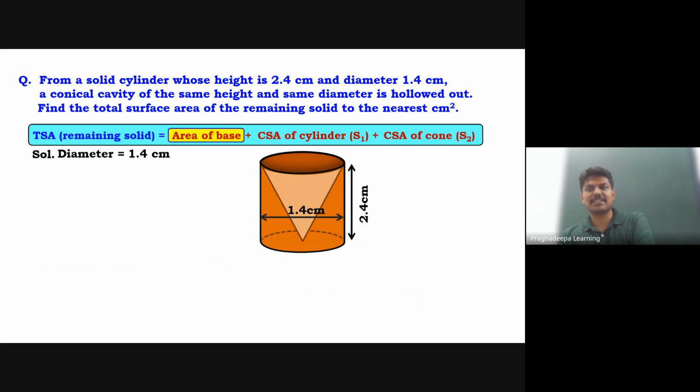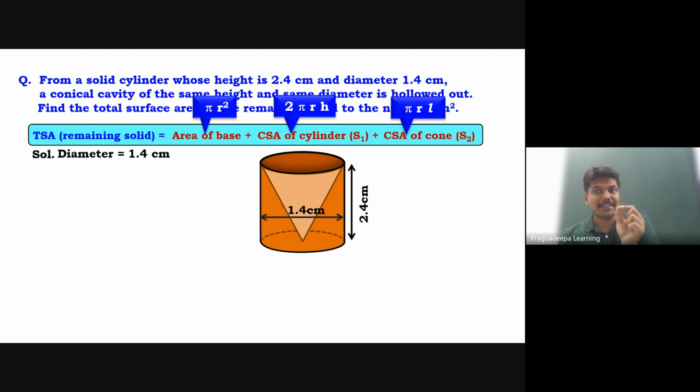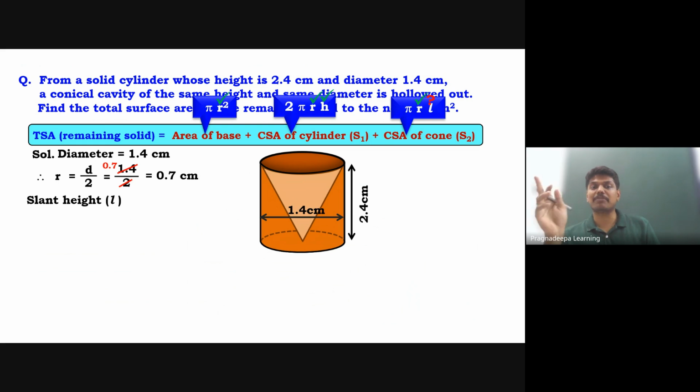So the area of the base looks like a circle, so it's pi r square. The curved surface area of the cylinder is 2 pi r h, and the curved surface area of the cone is pi r l. So one thing that's the difference that you should notice. The height of the cylinder in this problem is 2.4 centimeter, so h is known, and the radius you can compute by dividing the diameter, that is 1.4, by 2, which is 0.7 centimeter, or you can write it as 7 by 10. That's not an issue. So the radius is known, but l is a question mark.